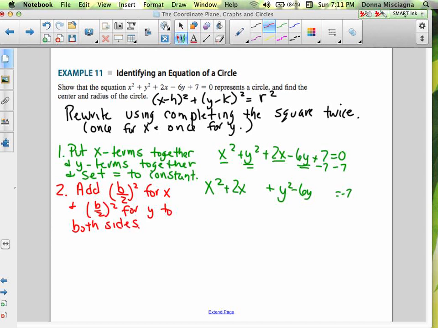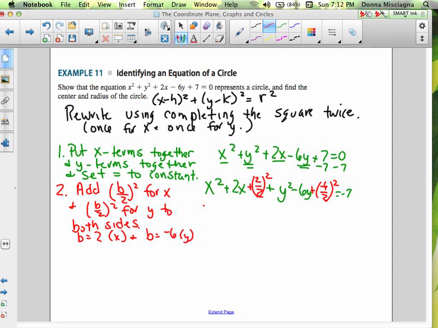And because I left a space, I don't have to rewrite everything again. I'll just do it in that open space. All right, so b is 2 for x, and b equals -6 for y. It's just the coefficient on the x term and the coefficient on the y term, the one without the exponent. So I have 2 divided by 2 squared, and -6 divided by 2 squared.